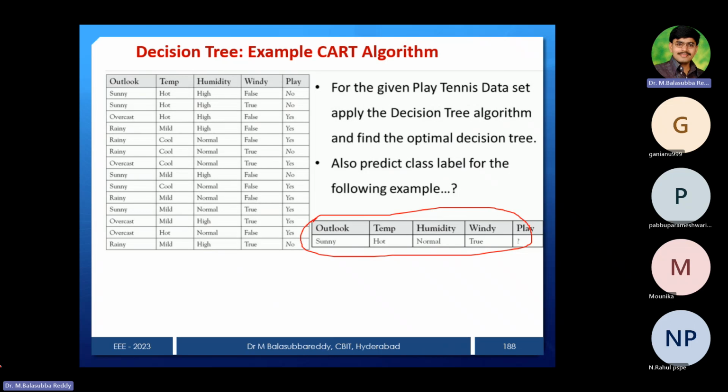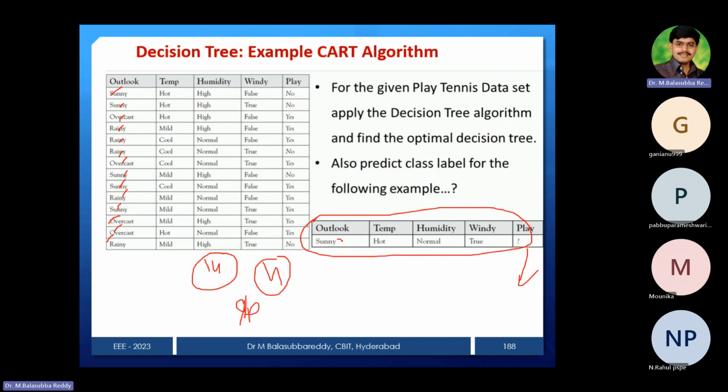How many instances do we have? 1, 2, 3, 4, 5, 6, 7, 8, 9, 10, 11, 12, 13, 14. So totally we have 14 instances. And how many features? 1, 2, 3, 4 input features, and one target feature is your output feature. So this is the given data set. Now the question is, you have to identify whether your answer is yes or no, based on your decision tree algorithm.